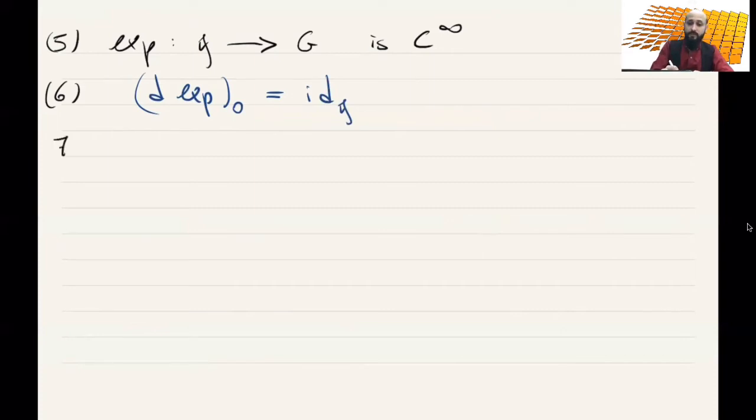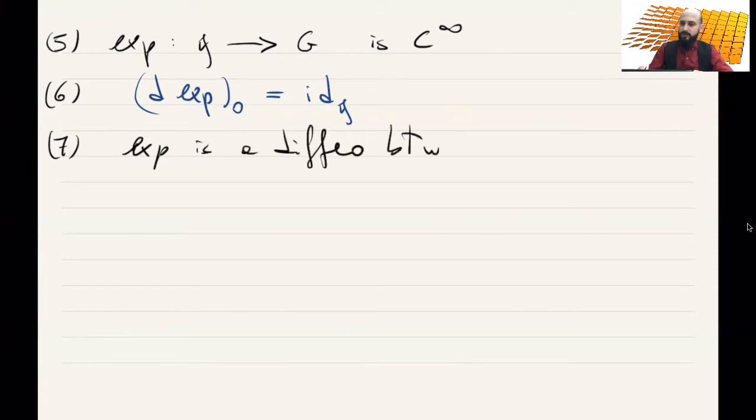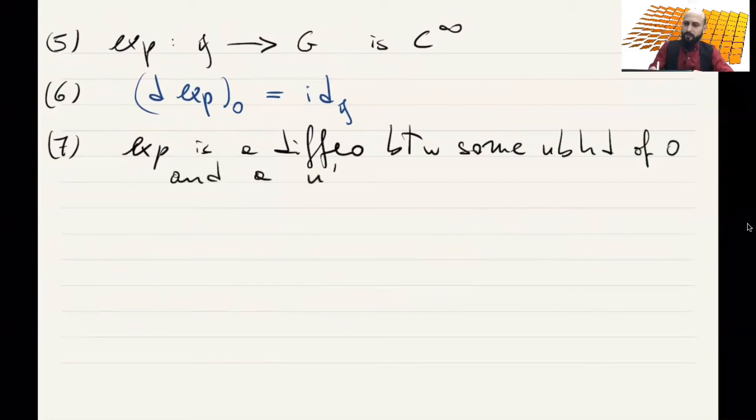As a consequence of the inverse mapping theorem, the exponential map is always a diffeomorphism when restricted to some small enough neighborhood of 0 and a neighborhood of 1. Okay, very good.